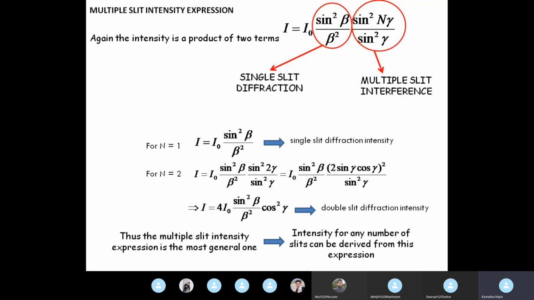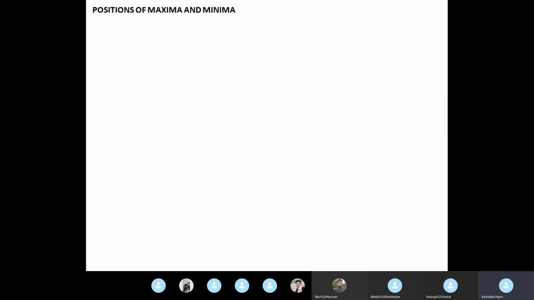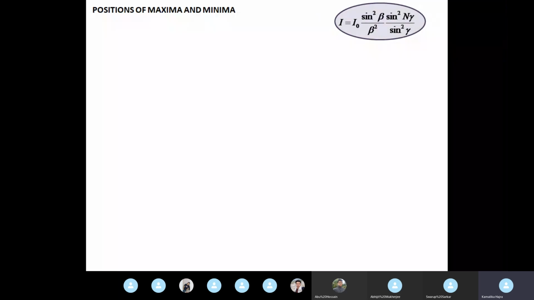Okay. Now let us analyze this particular expression, that is, the intensity expression for multiple slit diffraction. As usual, we'll find out the positions of maxima and minima, and we keep the value of I aside because we'll need to use this several times. So I equal to this, we have already derived it.